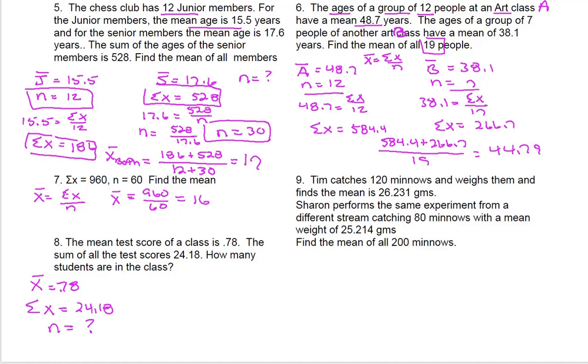And again, this is pretty simple. Pause it and see if you can't figure it out. Yeah, all we're going to do is fill in our formula. We've got 0.78 is equal to the sum of all the x's, 24.18, divided by n. I multiply both sides by n and then divide by 0.78, and I'm going to find out that my n is going to be 31.